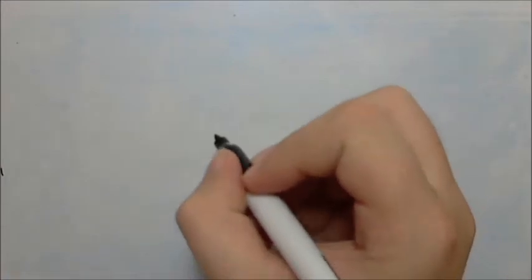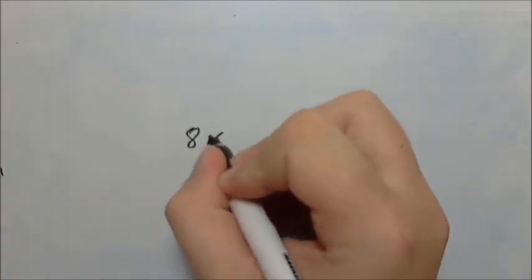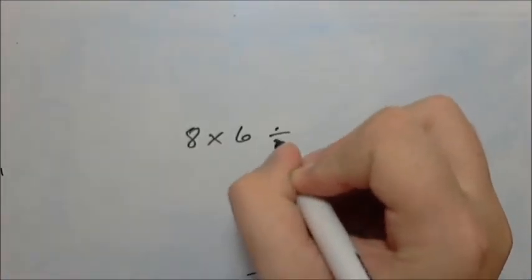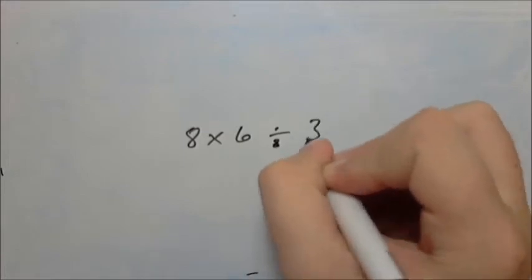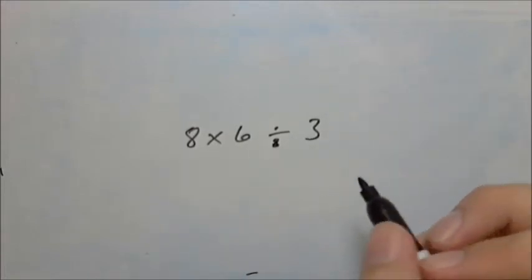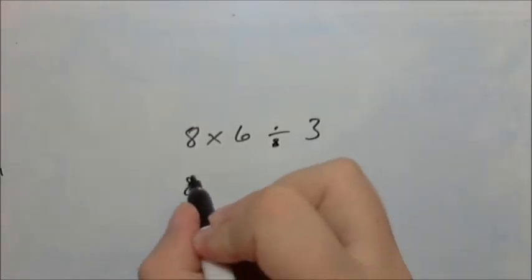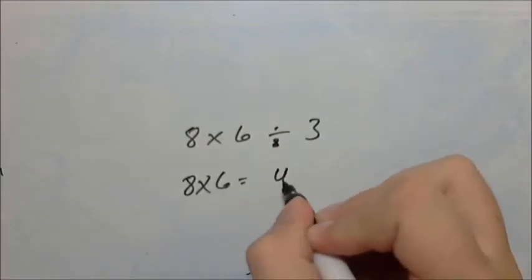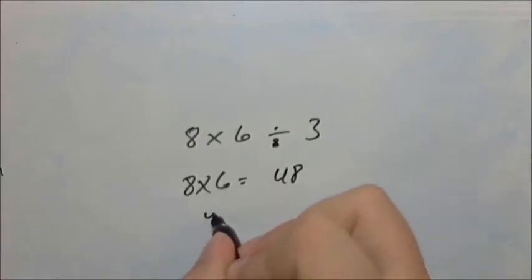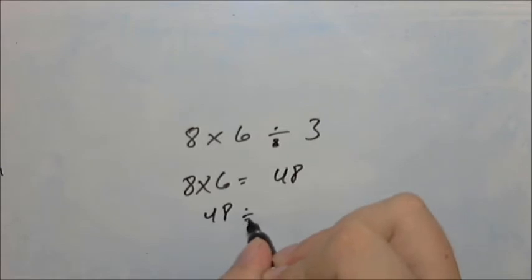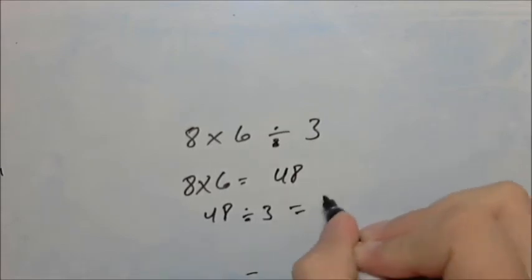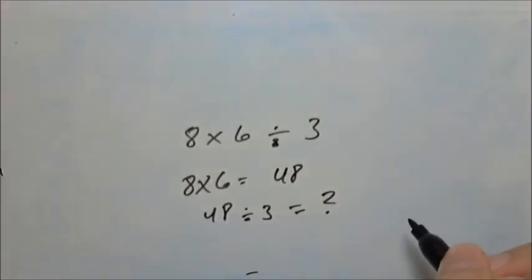Now we're going to combine those together. So I'm going to give you a problem. What's 8 times 6 divided by 3? Well, if we do our order of operations, then we know that we do 8 times 6, which is 48. And then we do 48 divided by 3 equals some number. Okay, let's see if we can find an easier way to do this.